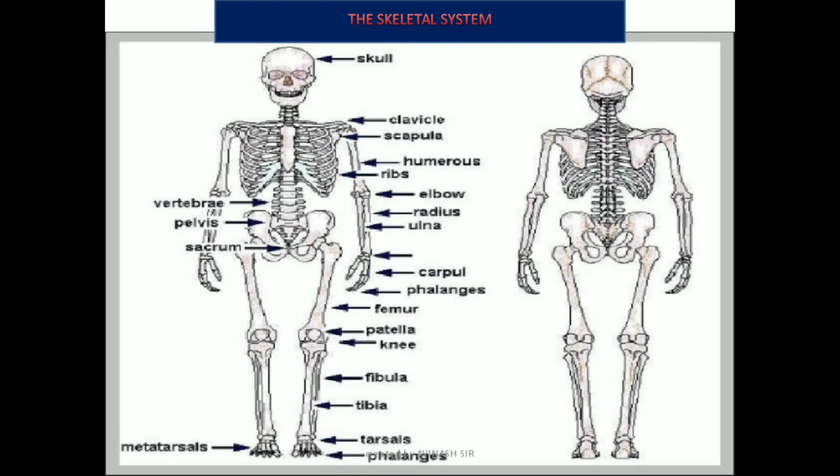In my last slide, we discussed generally the skeletal system. Today we'll deal in detail with the skeletal system. As you go through the picture, top to bottom, first you see the skull. The bones of the skull include the bones of the cranium and bones of the face. The total number is 22. There are 8 bones of cranium and 14 bones of the face.